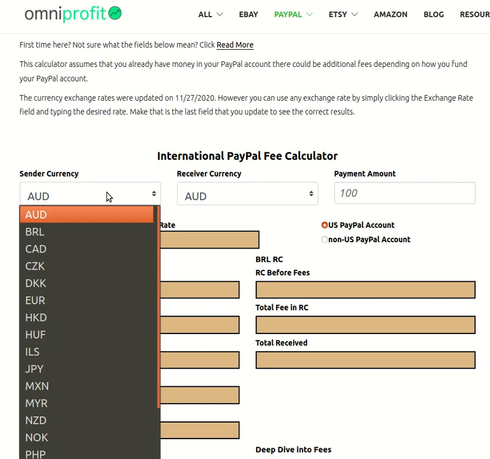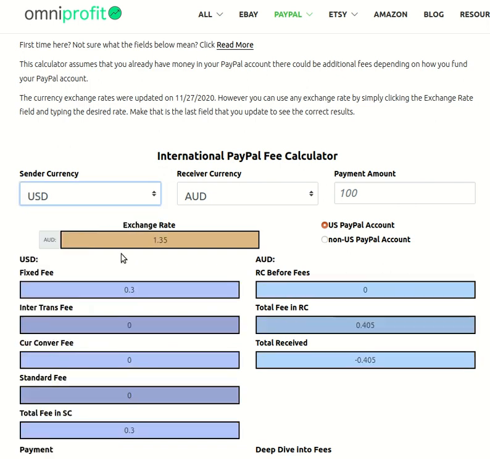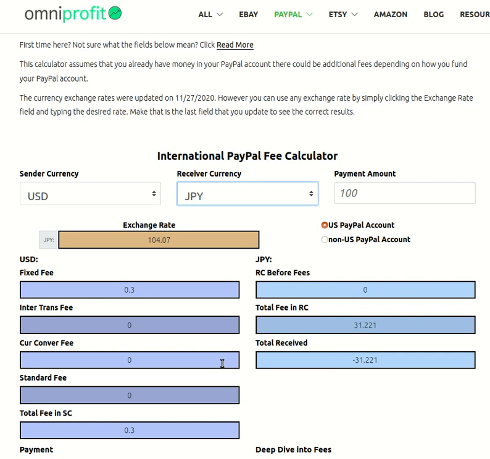And so I'm going to send my friend 100 USD that I currently have in my PayPal account, but I'm going to send it to them as yen, JPY. And I'm going to send them $100.